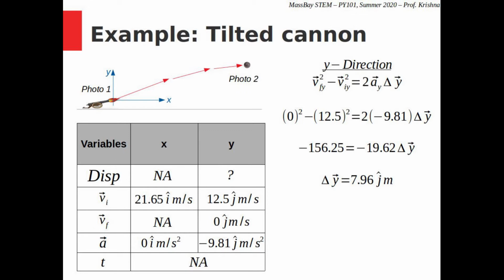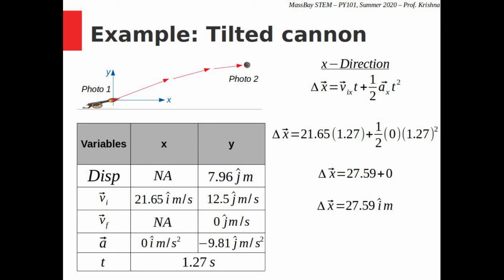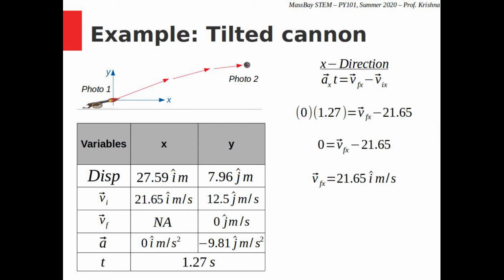But while we're at it, we can also solve for the other quantities. We can use toolbox equation 1 to find the time it takes for the cannonball to reach the peak, 1.27 seconds. We can use toolbox equation 2 in the x direction to find out how far it travels horizontally when it reaches the peak, 27.59 i hat meters. And finally, we can use toolbox equation 1 in the x direction to find the horizontal velocity at the peak, 21.65 i hat meters per second.